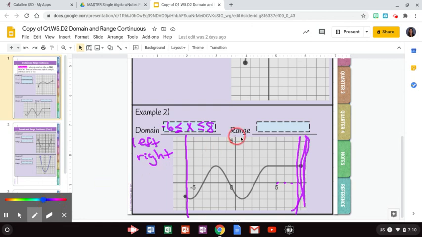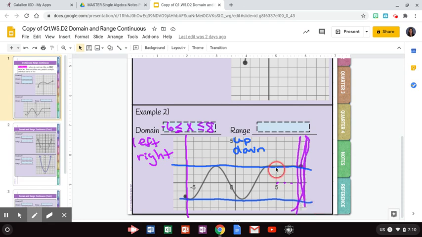Next, our range is how far up or how far down the graph goes. So we're looking at the highest point that it goes and then the lowest point that it reaches. Okay, so up and down, since we start with least to greatest first, we start with the smallest, which is how far down does the graph go? Well, it goes down to -1, -2. And since it's a solid line hitting -2, it can equal -2. So it can be equal to -2.